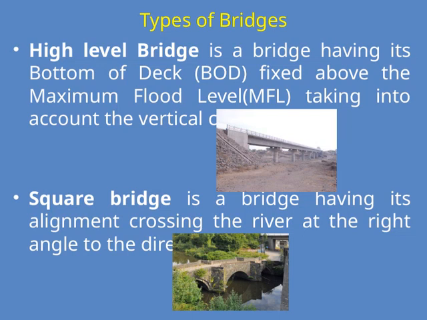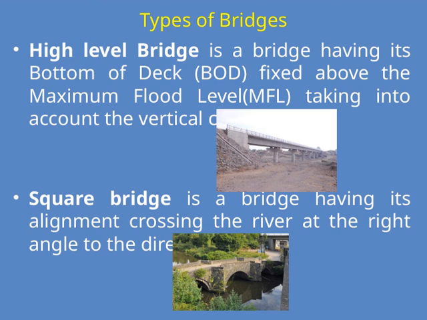First, we have the high-level bridge. This type of bridge is designed with its bottom of deck, or BOD, fixed above the maximum flood level, which we often call MFL. This means that when we're planning such a bridge, we need to carefully consider the highest flood levels to ensure the deck remains above water during floods. The key idea here is vertical clearance, making sure the bridge stays safe and functional even during extreme weather events. Next, we have the square bridge.